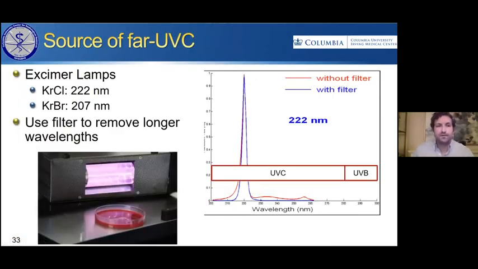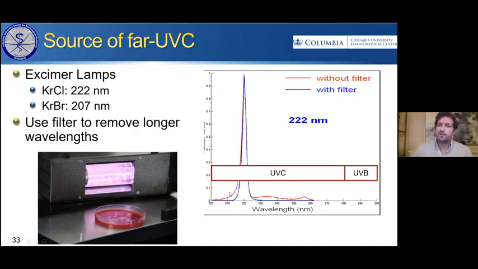So now we need a source of far-UVC. Maybe 20 years ago, research into excimer lamps really progressed, and a couple of key excimer lamps were created that use different gas mixtures. One of them was krypton chlorine, which principally emits at 222 nanometers, and krypton bromine, which principally emits at 207. An example is the krypton chlorine spectrum here: wavelengths starting at 200, going up to 300, and almost all the emissions are at 222.